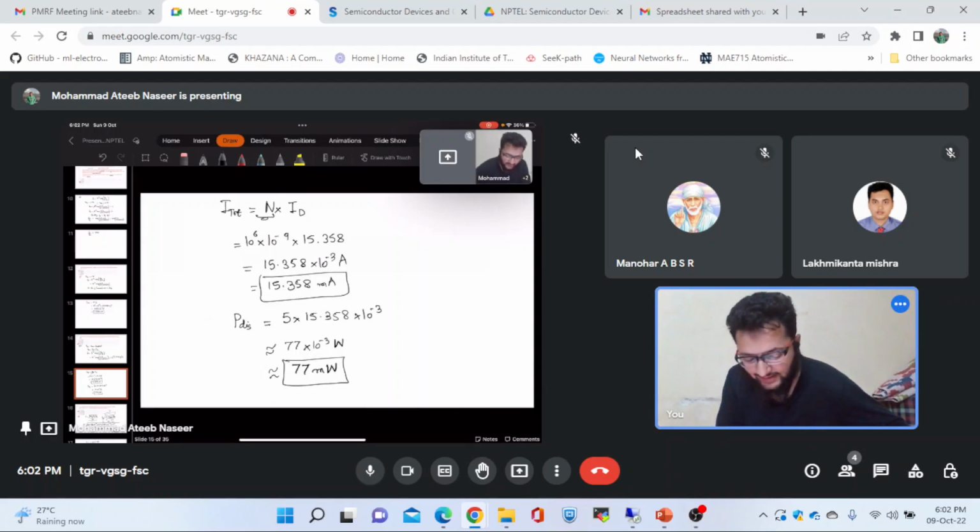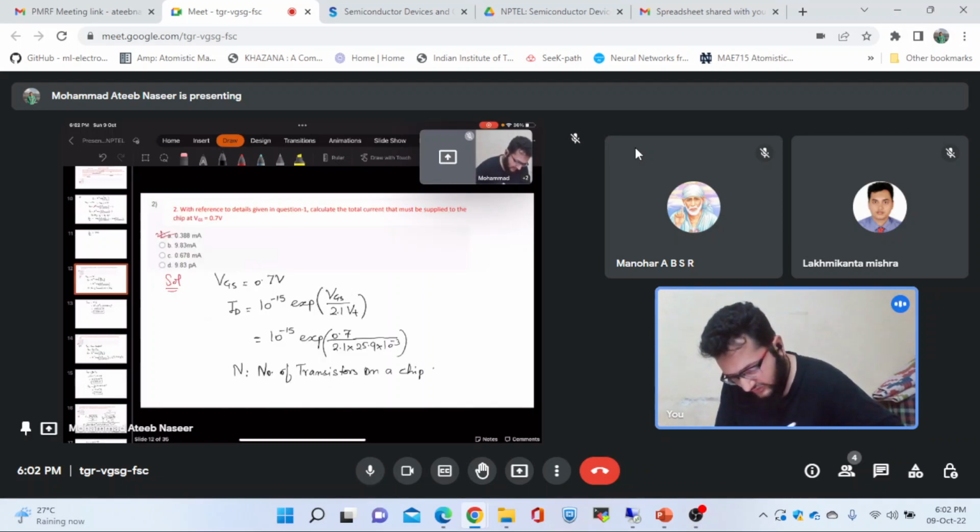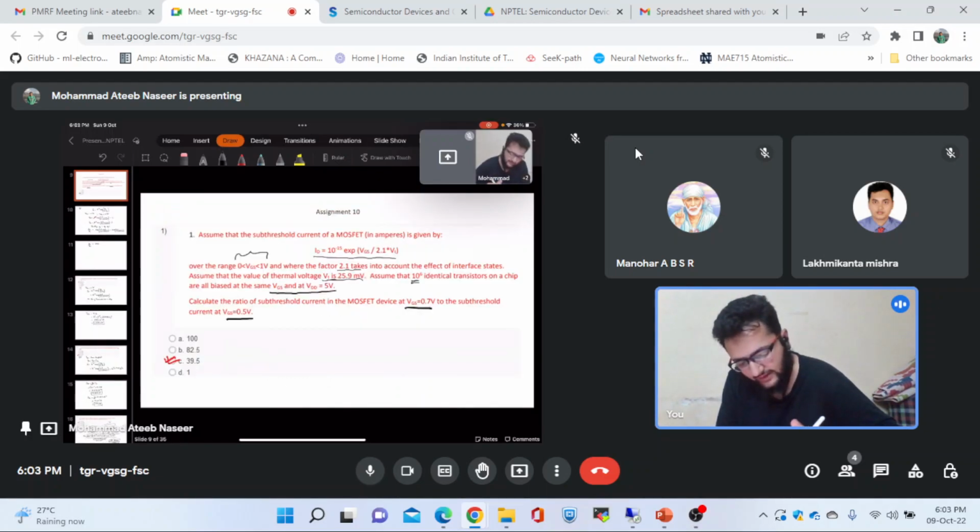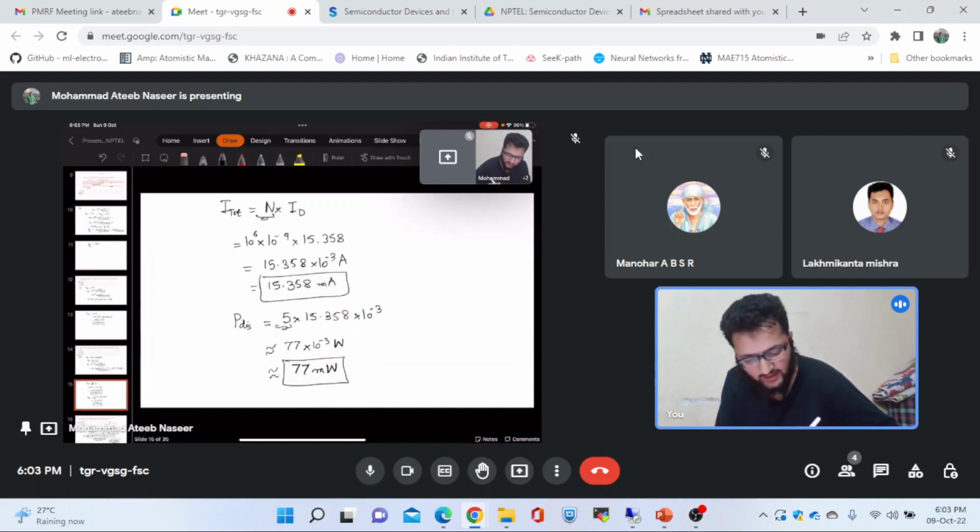So we multiplied it and got the total current equal to 15.358 milliamperes. This was the current present in these 10 to the power 6 transistors. Now we simply multiplied by VDD, the operating voltage that was given in question 1. We multiplied the current value by the VDD value, and we got the power that will be dissipated in the circuit.